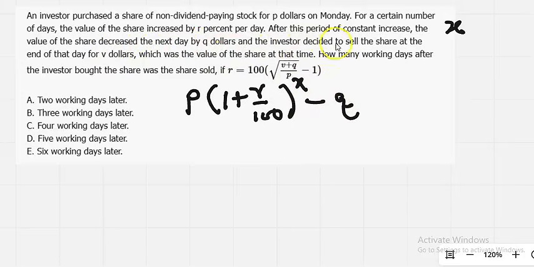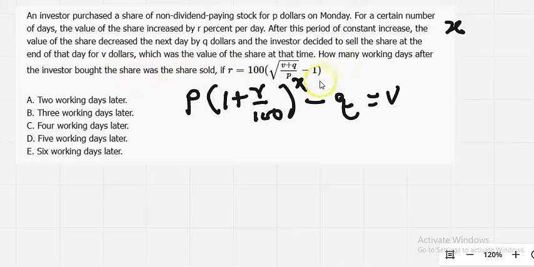And the investor decided to sell the share at the end of the day for B dollars. So this equals V, which was the value of the share at that time. How many working days after the investor bought the share was the share sold?